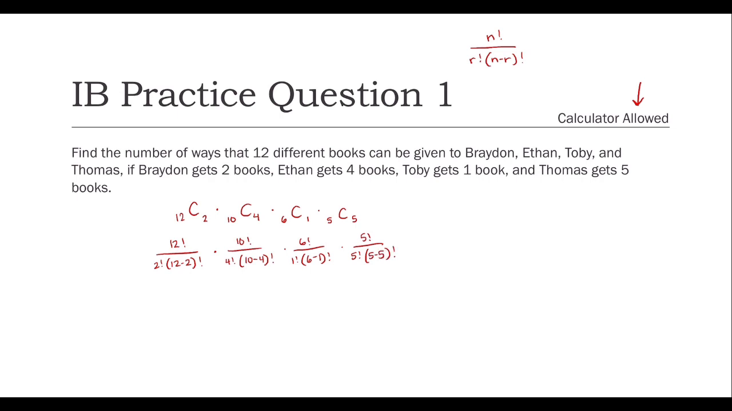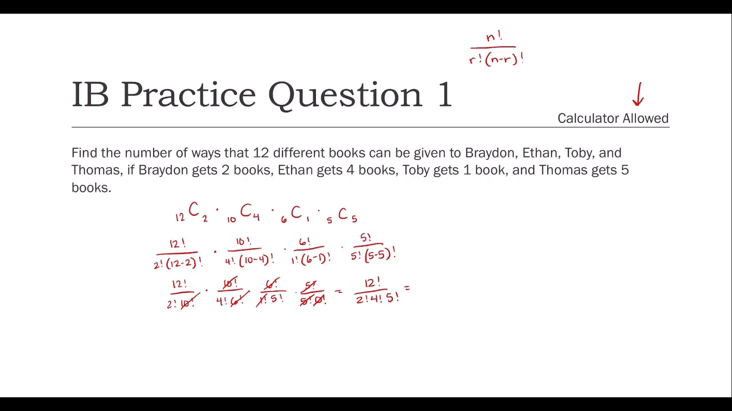5 factorial. So this simplifies to 12 factorial over 2 factorial times 10 factorial, times 10 factorial over 4 factorial times 6 factorial, times 6 factorial over 1 factorial times 5 factorial, times 5 factorial over 5 factorial times 0 factorial. So 0 factorial is 1. And then we can simplify our 5 factorial over 5 factorial, that's 1. 6 factorial over 6 factorial is 1. Our 1 factorial is just 1. 10 factorial over 10 factorial is 1. So then we have 12 factorial over 2 factorial times 4 factorial times 5 factorial.